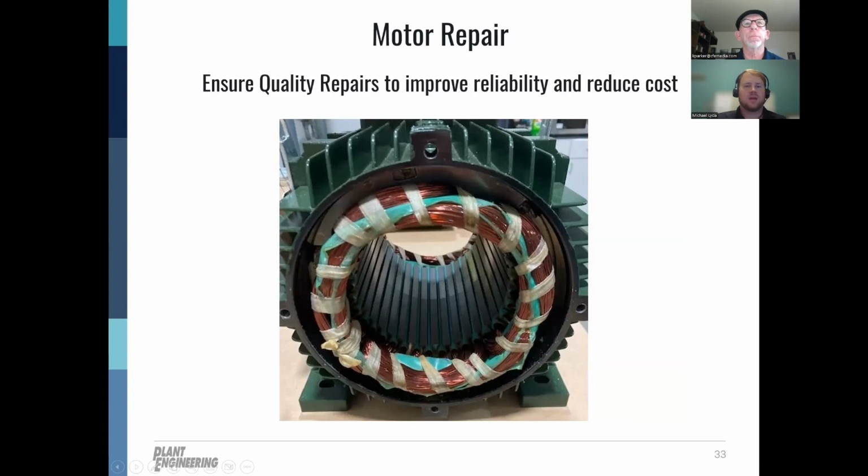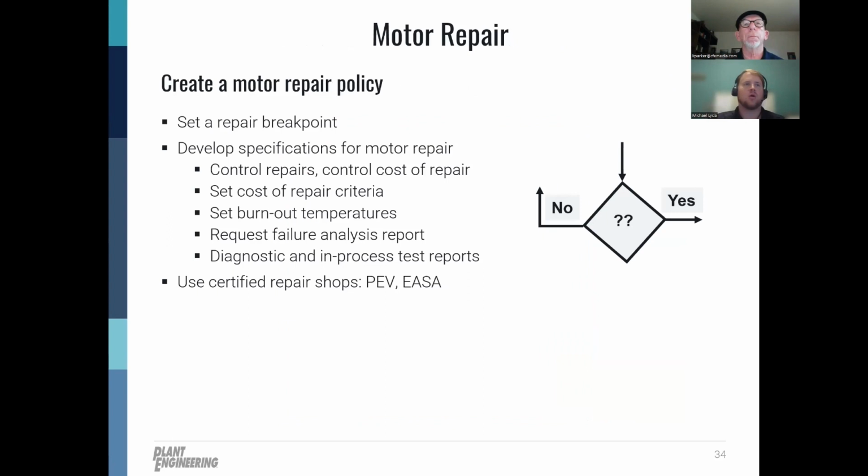The next step, motor repair. So motor repair is the third and final component of the management system. And step 1 with motor repairs is to ensure that the vendor, whoever you're using, is providing high quality repairs. So similar to developing your purchase specification, you need to develop a motor repair policy, or motor repair specification. So here you see a bunch of items listed on the slides you can add to those repair specs.